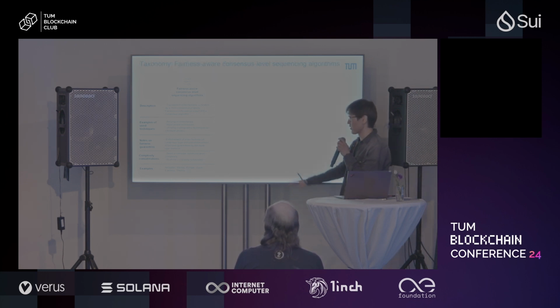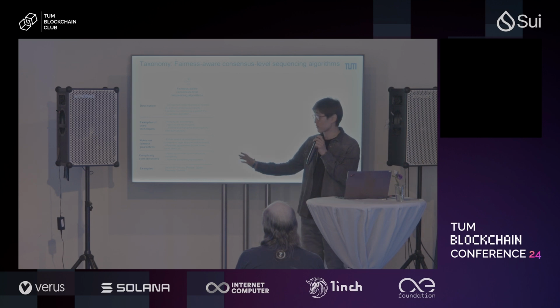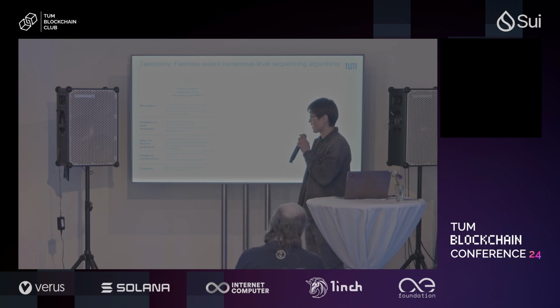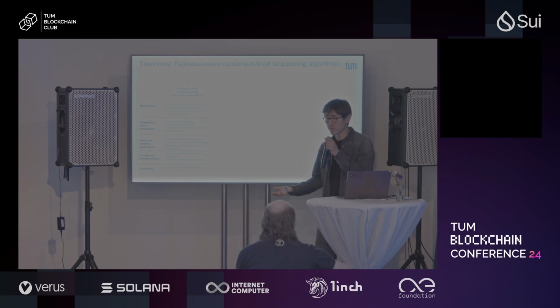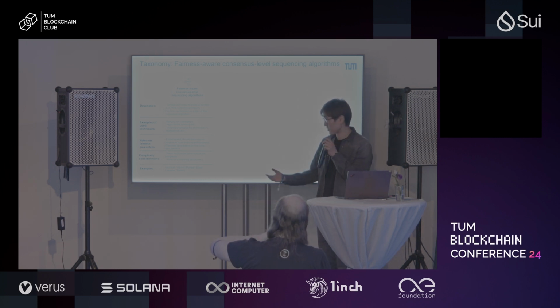So I'll start with the consensus level, and there is already a lot of research where different algorithms are trying to impose some sort of fairness. And on consensus level, this fairness is usually described through using arrival time. So basically, if my transaction arrives first, it should be executed first. If my transaction arrives second, it should be executed second.